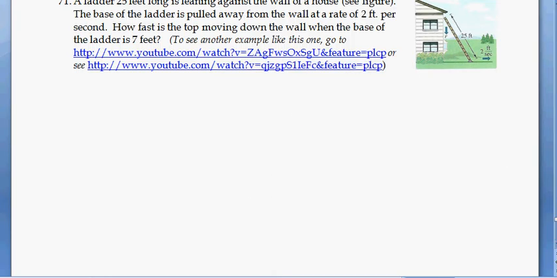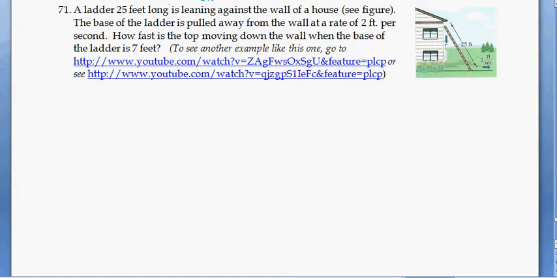Okay, let's look at this next one. This one is really a classic in terms of related rate problems. So we have a ladder that's 20 feet long leaning against the wall of a house. We have this picture right here, and we can see the right triangle that's forming.